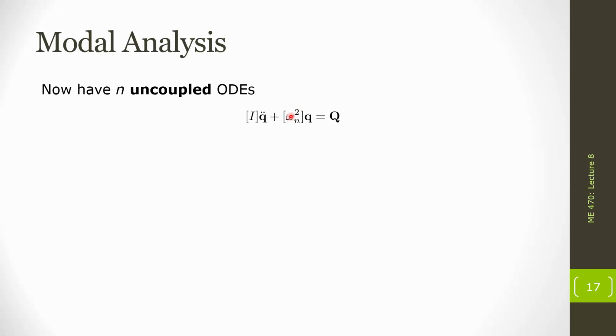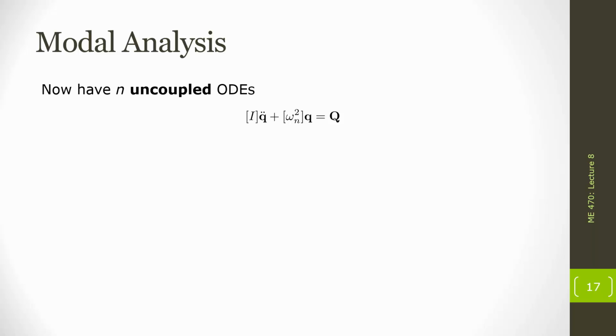So the nice thing here is that if we think of going back from the matrix form into the scalar form, every row of this equation has only one of the coordinates in it. It will only have q1 and q1 double dot in the first equation, q2, q2 double dot in the second, and so on. So why is this useful to us?